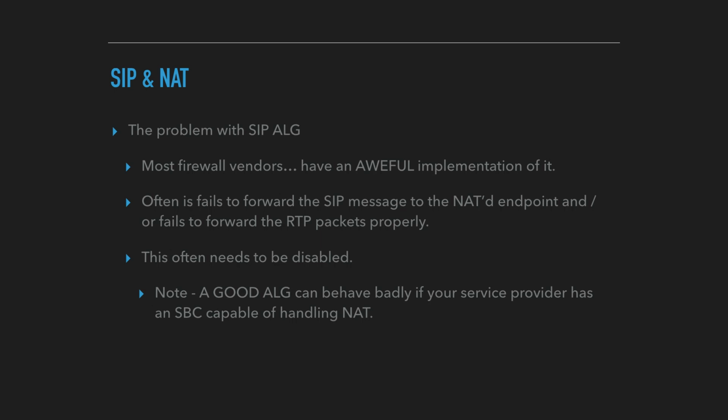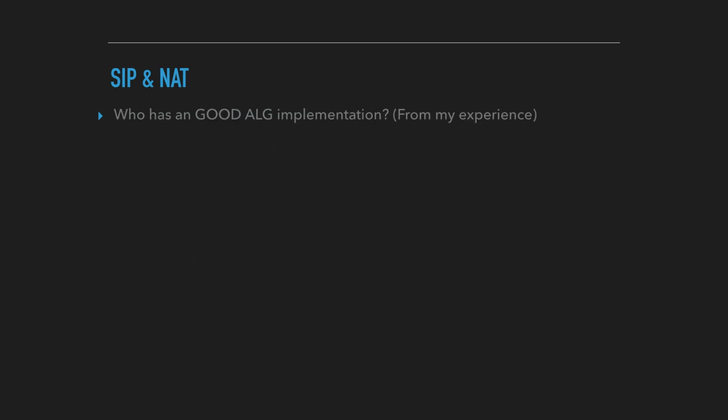Now, a good ALG can behave badly if your service provider has an SBC capable of handling NAT. That could also be why I've seen so many problems, because normally I've worked at service providers with good SBCs like an Acme Packet, and we want to see that traffic unmodified, because the SBC is smart enough to figure out what it needs to do with it based upon the source IP, via headers, C equals lines, and all those different things.